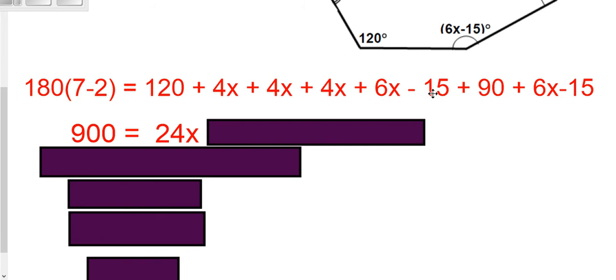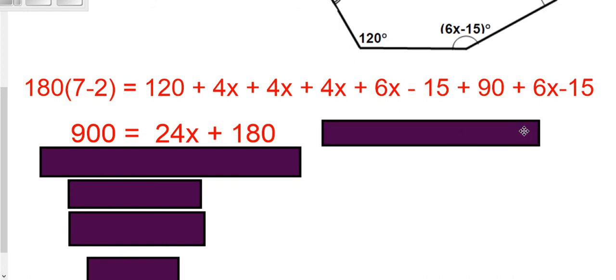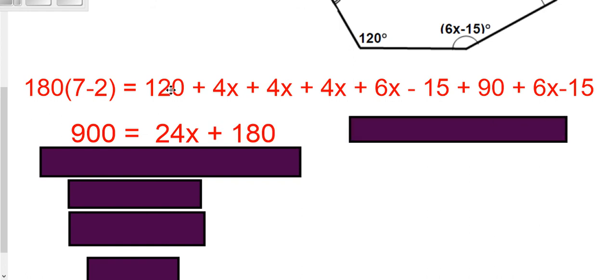Then the plain old numbers, I got 120 minus 15 is 105, plus 90 is 195, minus 15 is 180. Okay, so you're combining all these numbers. You can just take your calculator, 120 minus 15 plus 90 minus 15, and you should get 180.